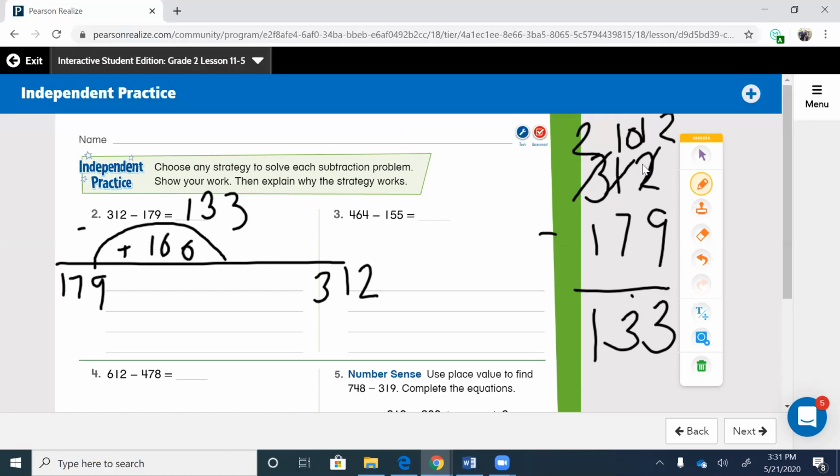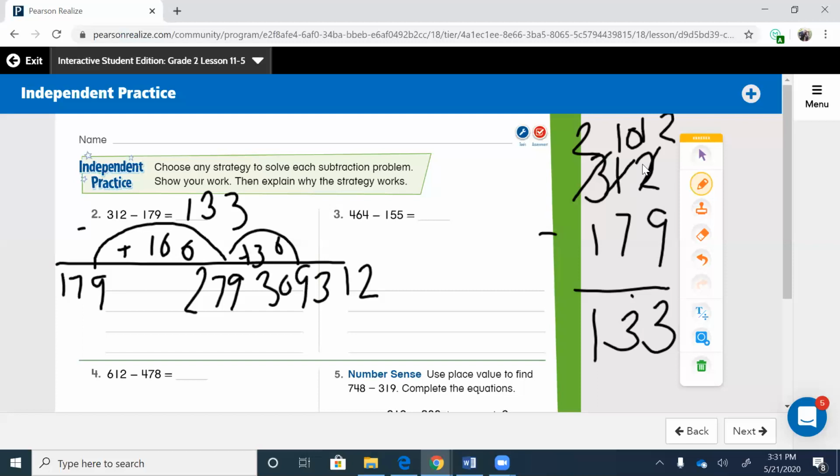All right, when we jump 100, that 1 becomes a 2. Tens and ones are staying the same. Now I'm going to jump 30. So when you jump 30, you are kind of doing the regrouping in an addition way. So that's going to become 309.